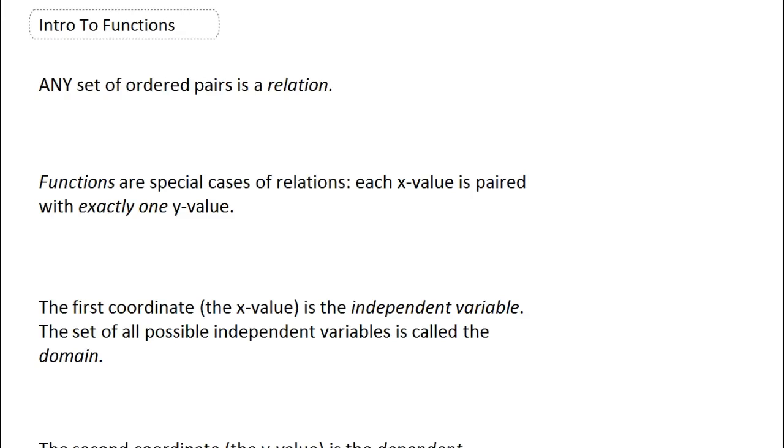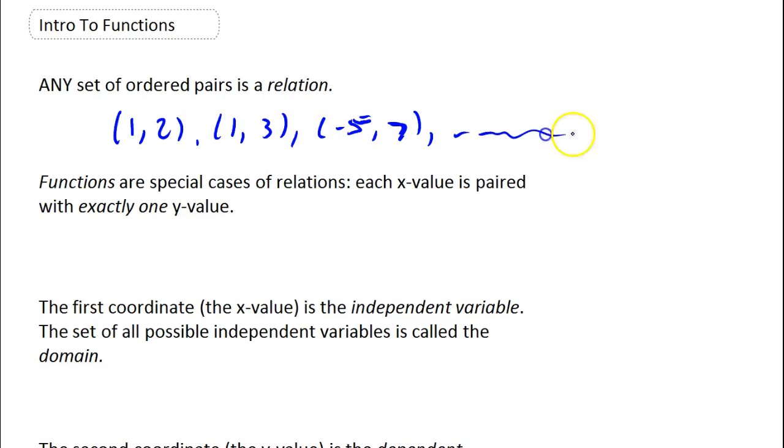Alright, now we're going to learn an introduction to functions. And first of all, we need to define what a relation is. Now, a relation is any set of ordered pairs. So it could be like (1, 2), (1, 3), (-5, 7), and so on. Any set of ordered pairs is a relation.